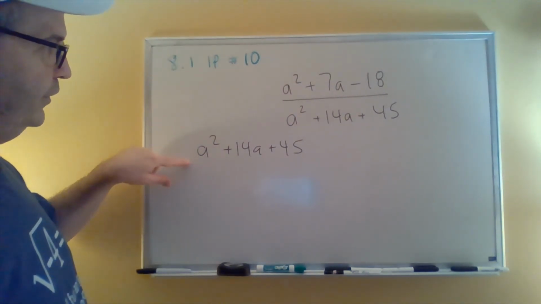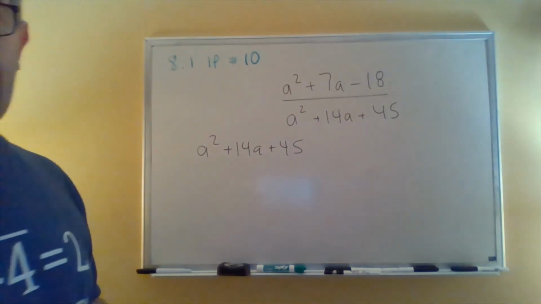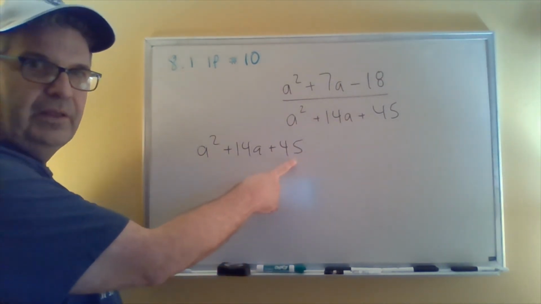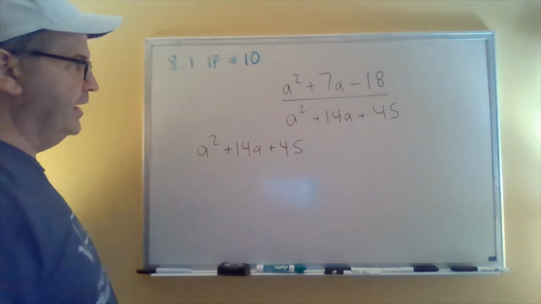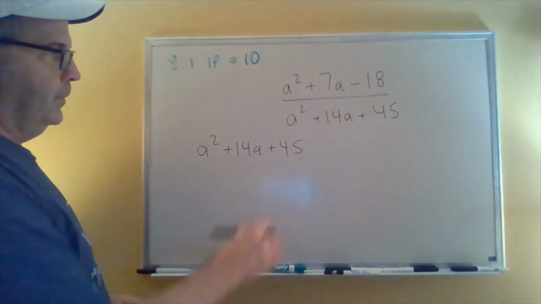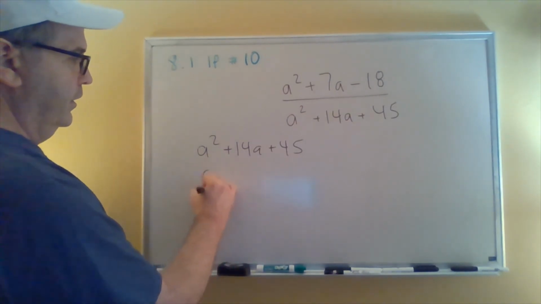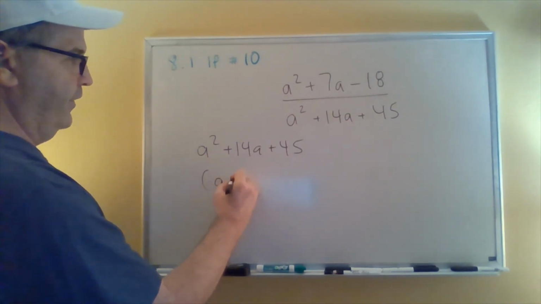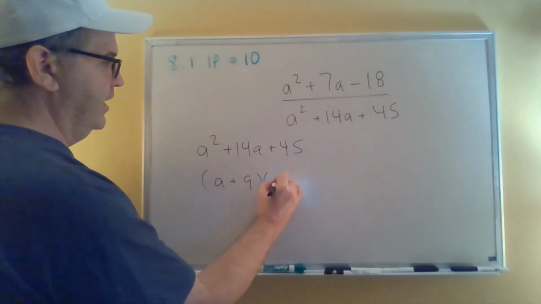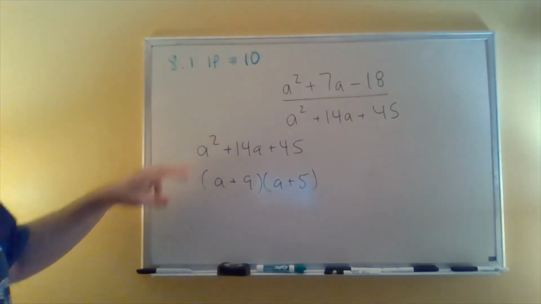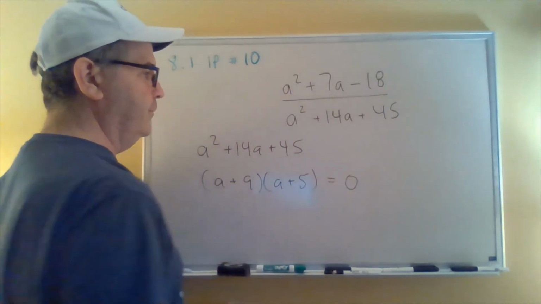Our leading coefficient is 1. So that's going to work much like one of those diamond problems. If you remember, we looked for two numbers that we multiplied together to equal 45 and when we add together equal 14. So skipping over all that, because we've been through this unit before, it'd be 9 and 5. So a plus 9, a plus 5. That is factoring our expression here. We're going to set that equal to 0.